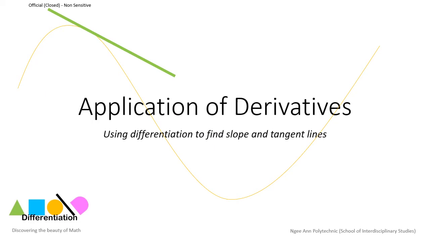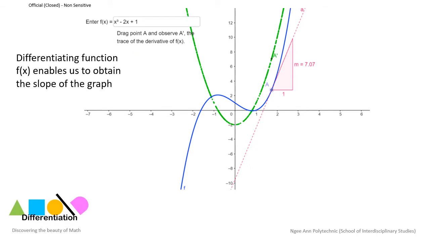The most common application of derivatives is really to use differentiation to find slope. And if we know the slope of a line, we are also able to obtain the equation of the tangent lines. So differentiating a function f(x) enables us to obtain the slope of a graph.